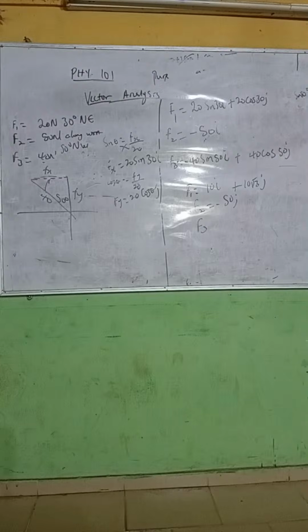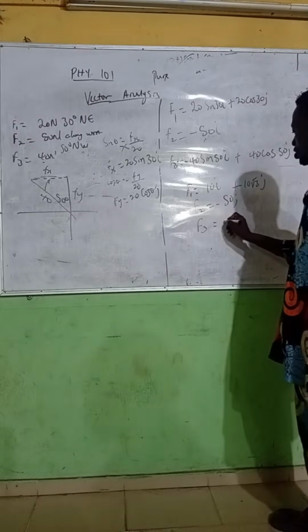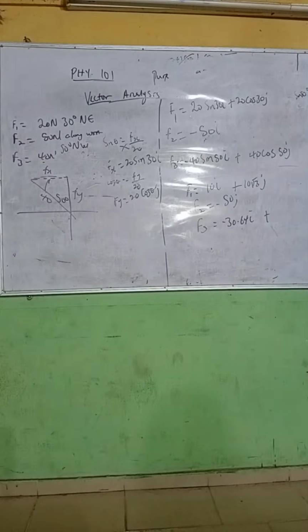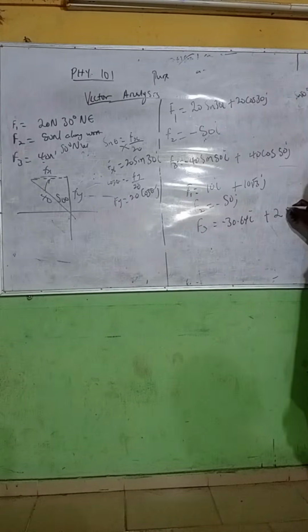F3. What is F3? What is minus 40 sin 50? Minus 30.64. Alright. 40 cos 50? 25.71 point something. Okay, the addition now. We have 25.71 j.